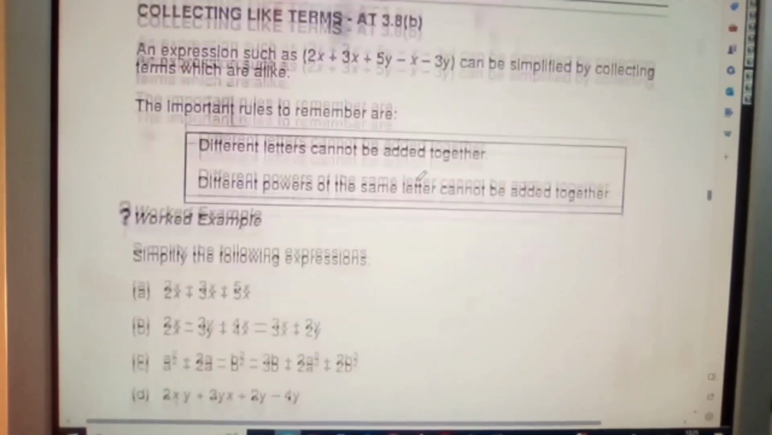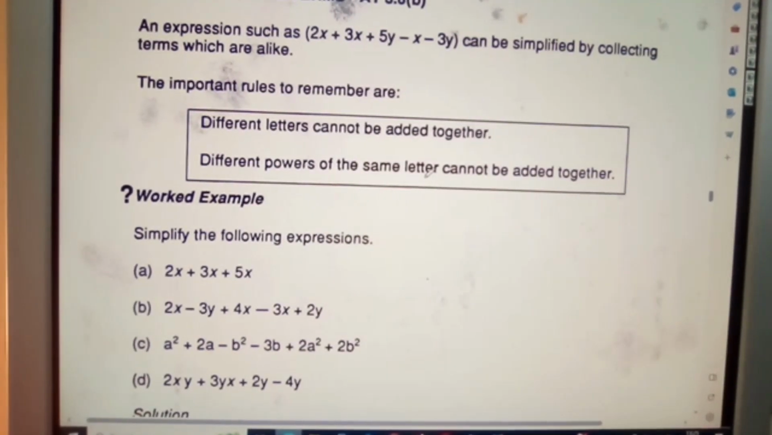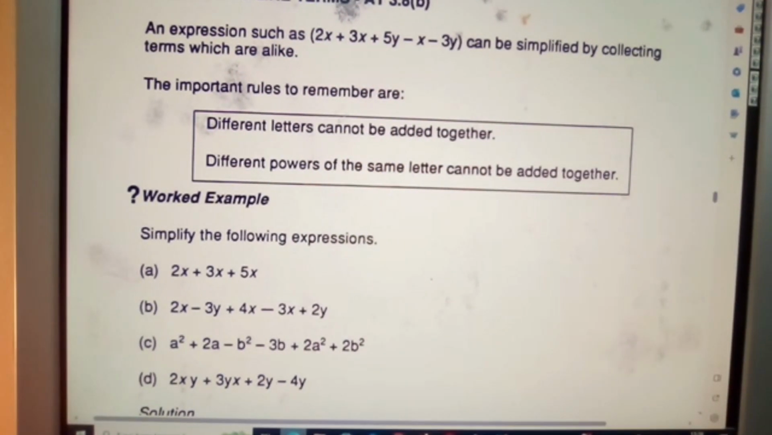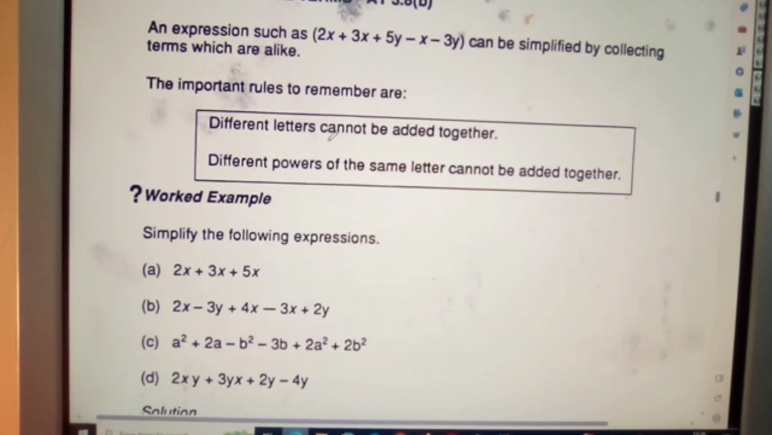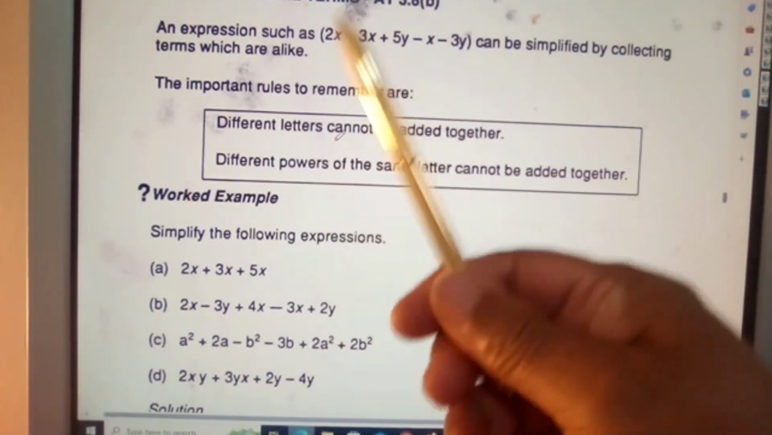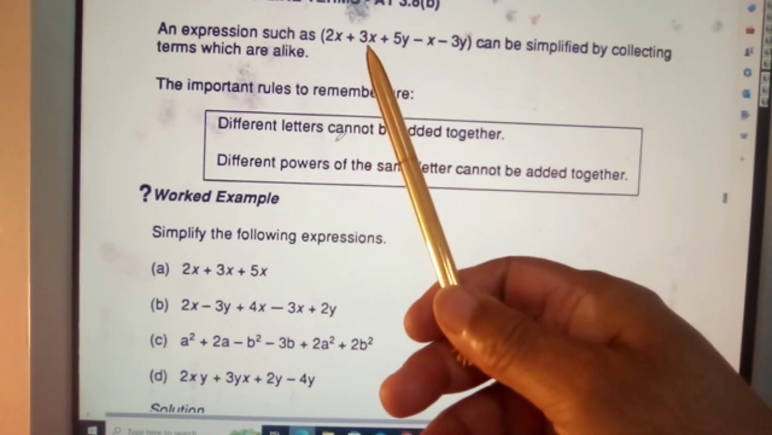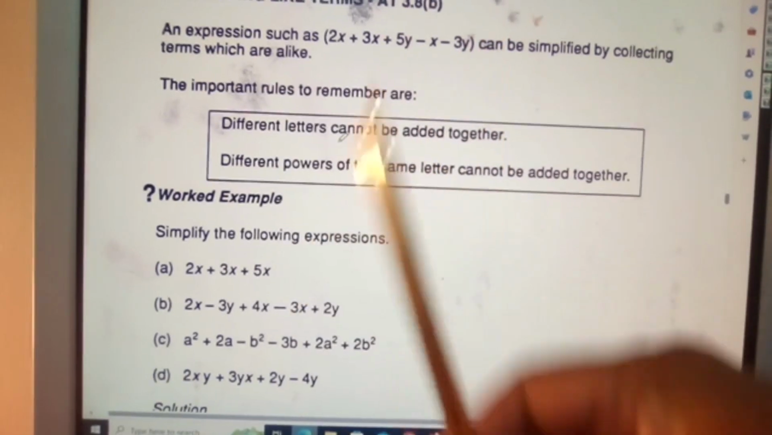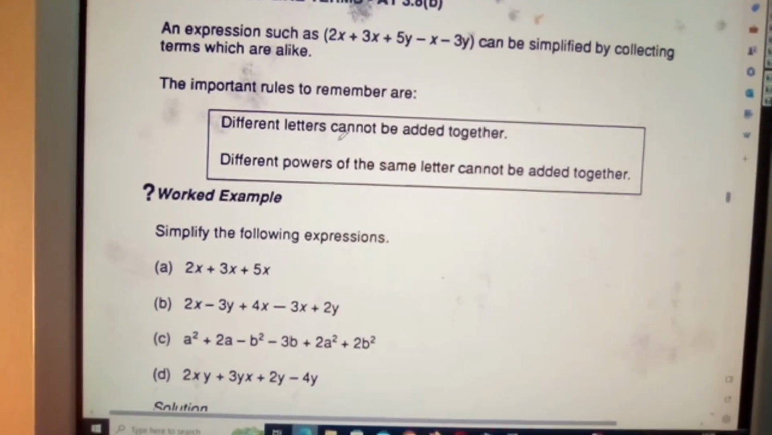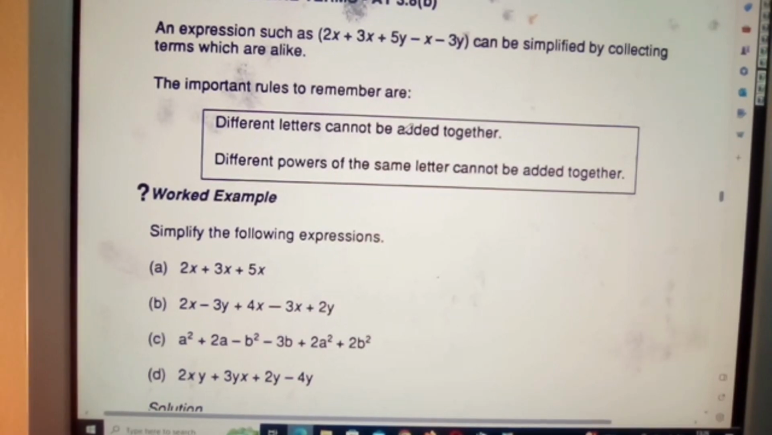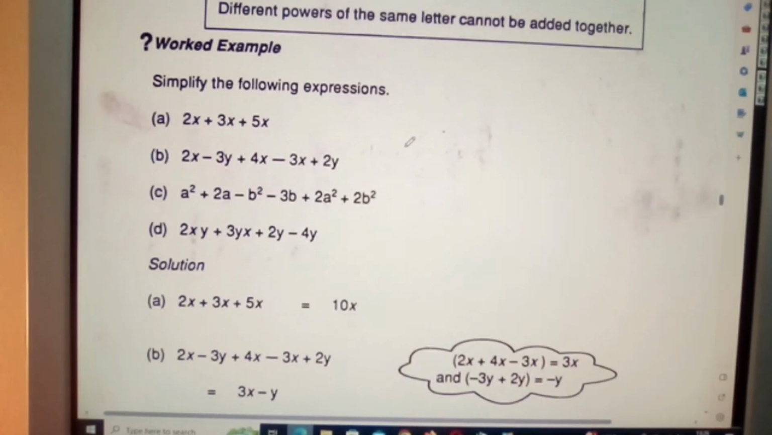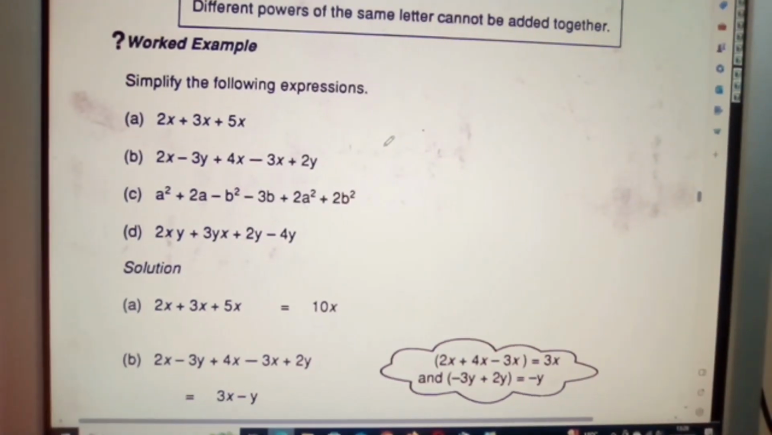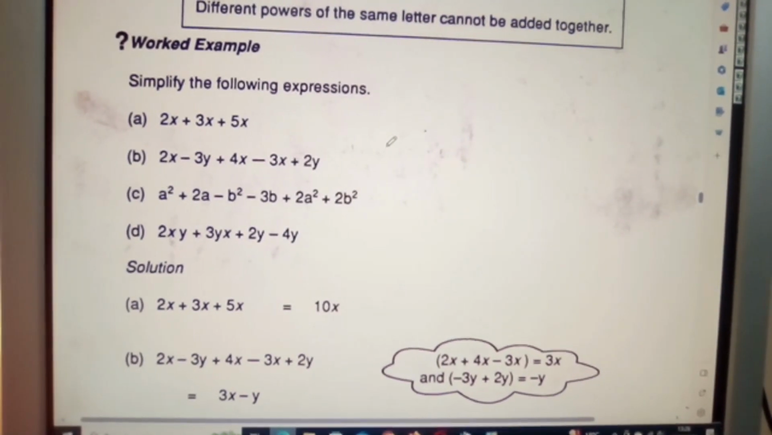And here we are, now we're on collecting like terms. An expression such as 2x plus 3x plus 5y minus x minus 3y can be simplified by collecting terms which are alike. The important rules to remember are: different letters cannot be added together. Different powers of the same letter cannot be added together.